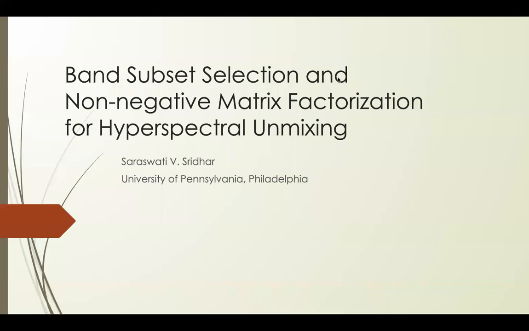Band subset selection and non-negative matrix factorization method for hyperspectral unmixing. In this project, a fast independent components analysis method is used for selecting the most independent bands from the image hypercube in Python. The non-negative matrix factorization method is used for unmixing, which is also implemented in Python.